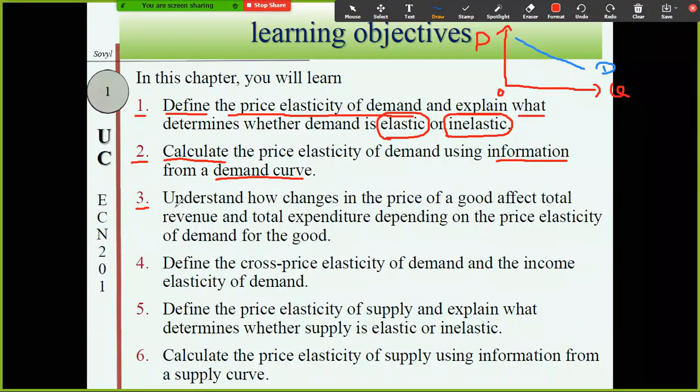Third one, you will understand how changes in the price of a good affect total revenue and total expenditure, depending on the price elasticity of demand for one good. Okay, you need to understand how the change in price of one good affects total revenue. Strongly affects, making total revenue change bigger or smaller. When the price of one good changes, it makes the total expenditure from the buyer side change bigger or smaller. So whether the change is bigger or smaller depends on the price elasticity of demand for that good.